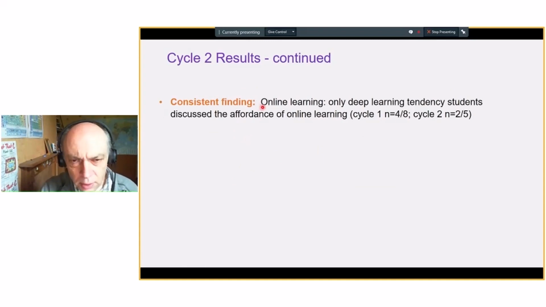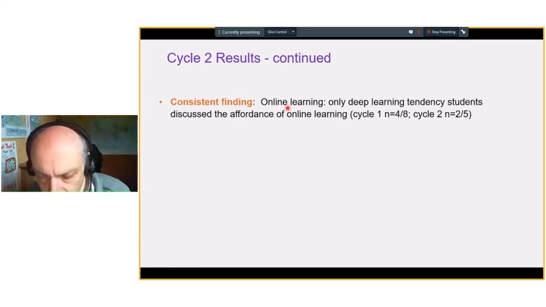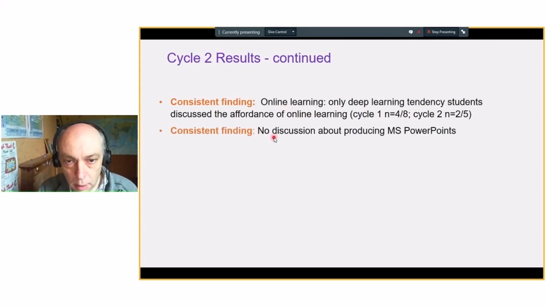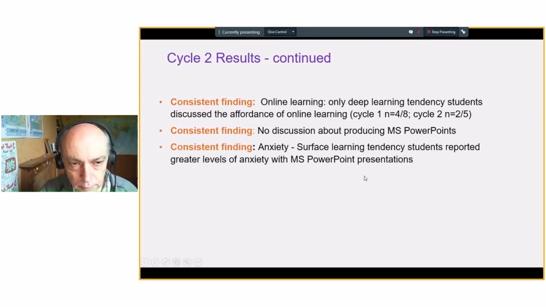Okay, so a consistent finding was that, in terms of online learning, only deep learning tendency students seemed to appreciate how online learning was useful to them. There was no discussion at all about producing the Microsoft PowerPoint presentations, compared to the Wiki, where there were a lot of comments about producing them. It would seem to be a standard technology that they were happy to use.